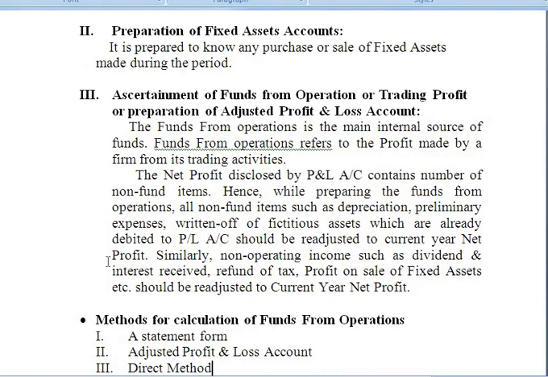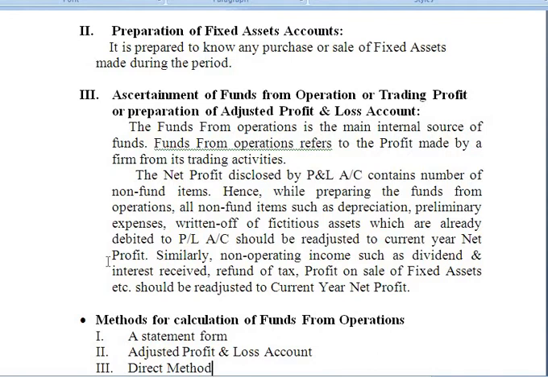and hence while preparing the funds from operations, all non-fund items or non-operating items, such as expenses like depreciation, preliminary expenses, written off of fictitious assets, which are already debited to profit and loss account, should be readjusted to the current year net profit. And similarly, non-operating income such as dividend and interest received, refund of tax, profit on sale of fixed asset, etc., should be readjusted to the current year net profit.